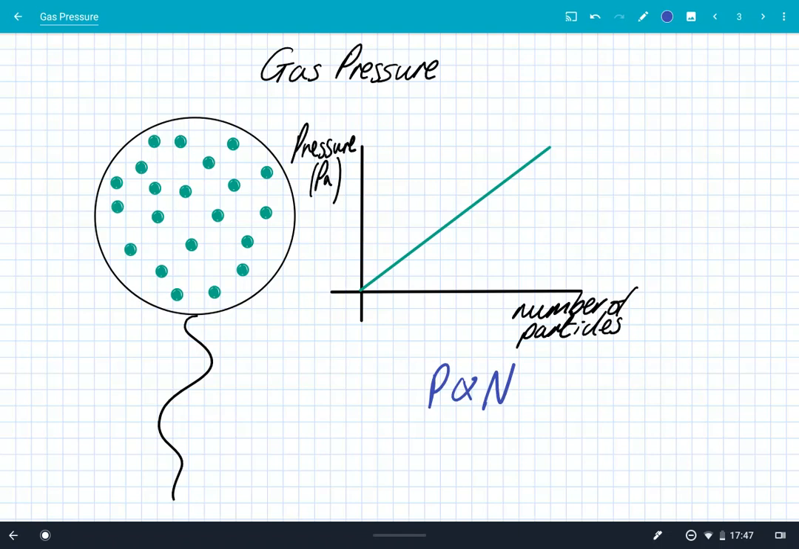And it's quite easy to see why. We know that pressure is caused by collisions of the particles with the walls of the container. So if you have double the number of particles, you're going to have double the number of collisions of the particles with the walls of the container.